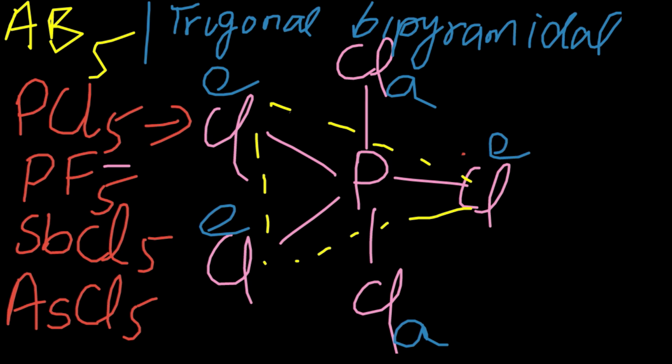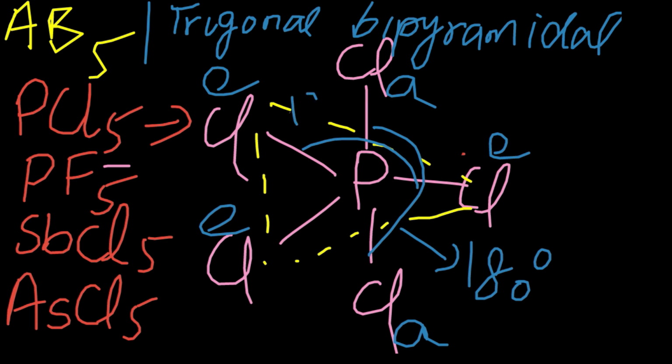And the axial bonds are different from equatorial bonds. This is proved experimentally by the decomposition of phosphorus pentachloride into phosphorus trichloride plus chlorine gas, which is showing that 2 chlorine atoms are different from 3 chlorine atoms. The bond angle between 2 axial positions is 180 degree. Between 2 equatorial positions it is 120 degree, and between 1 axial and 1 equatorial position the bond angle is 90 degree. So there are 3 types of bond angles in AB5 type molecules.